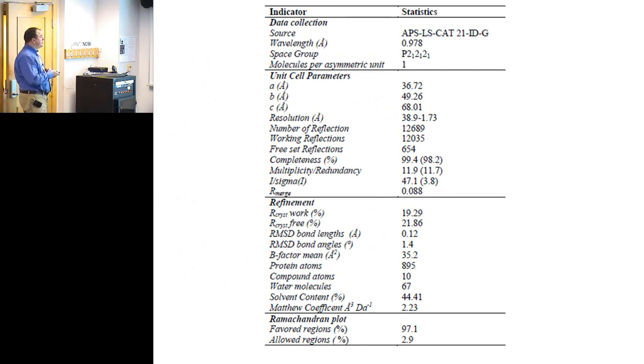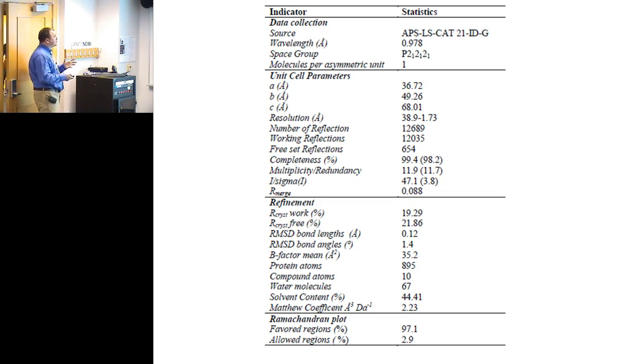We split this into a working set and kind of a test set, just like you do in all your computational training. We look at the completeness of the set versus the possible set size, and we look at its multiplicity and signal to noise. And there's some other data that may be of interest to other structural biologists.